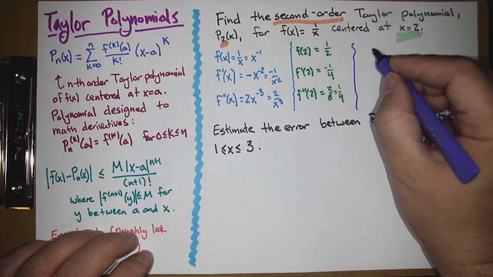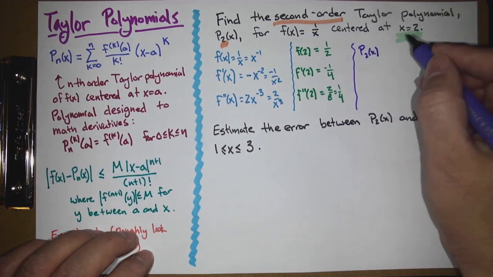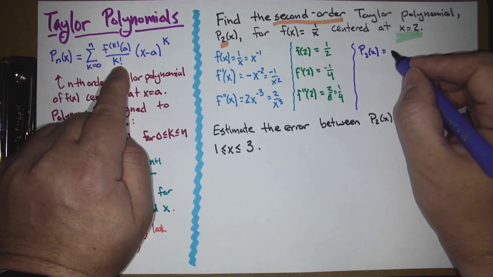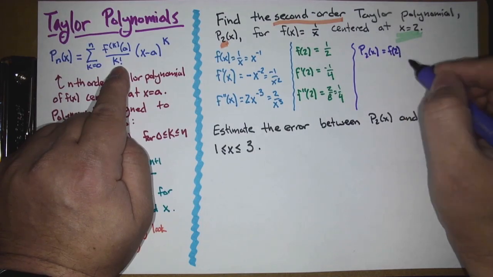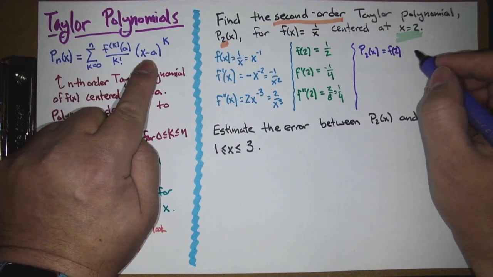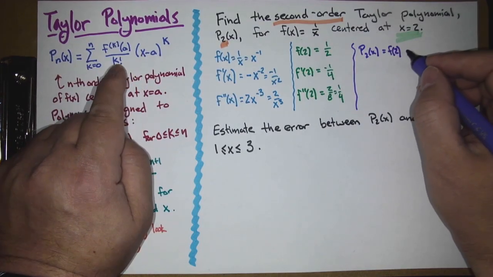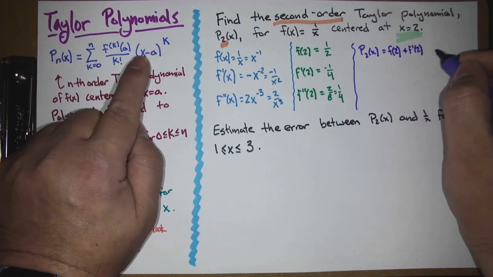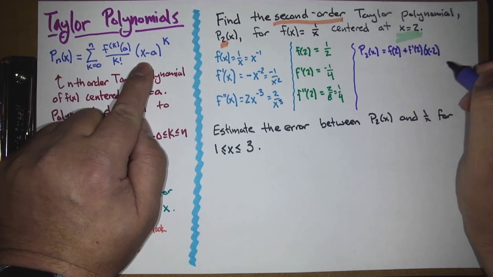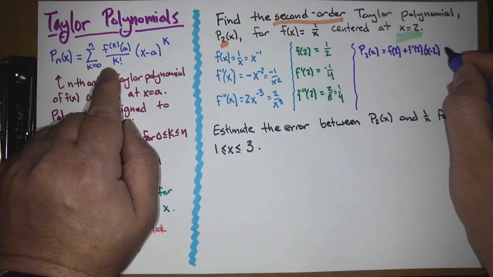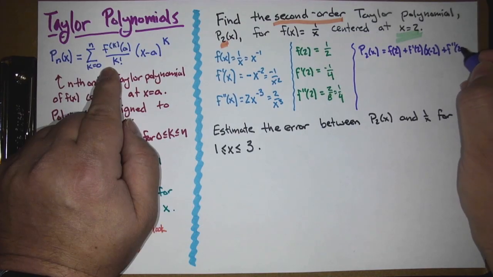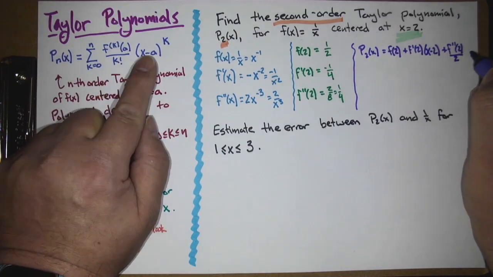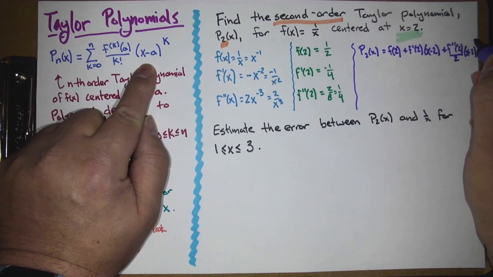So in general, our P2 of x would look like, and I'll just write this down, the 0th derivative is just the function. So f of 2, and then x minus 2 to the 0 is 1. Now go to k equals 1, you get f prime of 2 over 1 factorial times x minus 2 to the 1. Plug in k equals 2, f double prime of 2 over 2 factorial, which is 2, x minus 2 squared.